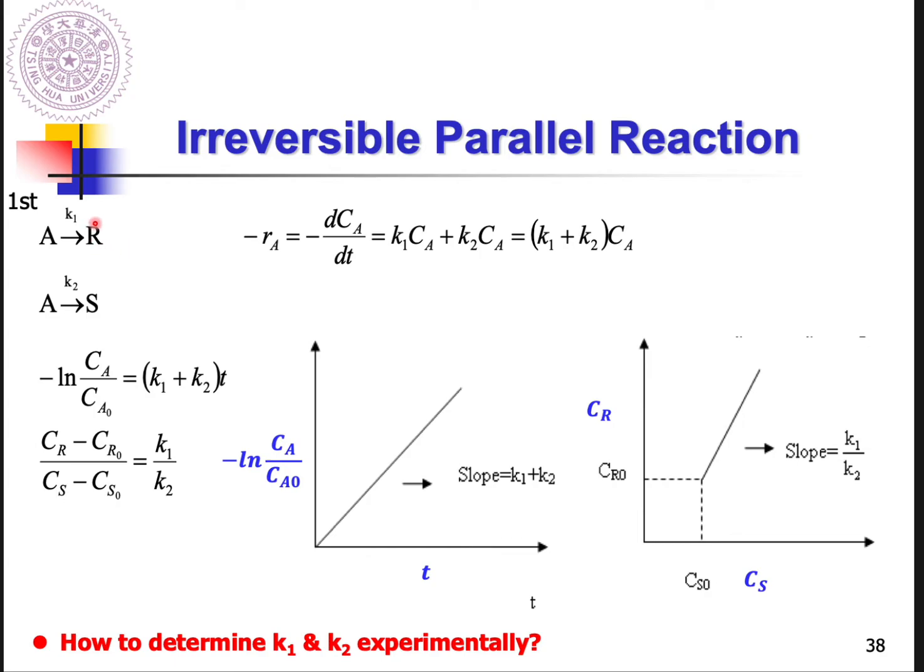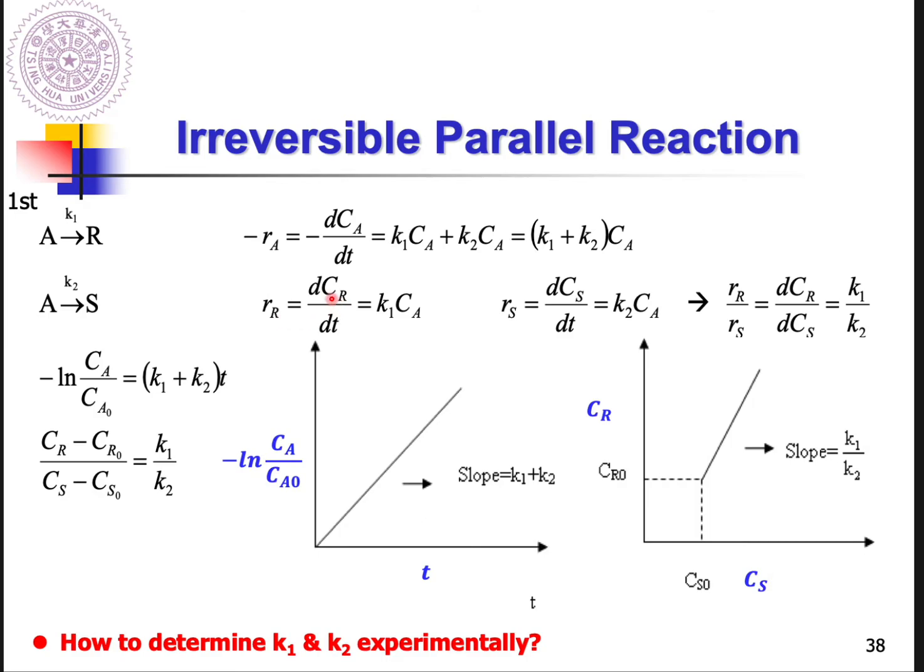You can also measure the concentration of products R and S, right? So dCR/dt is K1 CA, because one mole of A generates one R, and dCS/dt is K2 CA. If you divide one by the other, you get dCR/dCS equals K1 over K2. First, we deal with this one. We move the CA to the left-hand side and dt to the right-hand side.